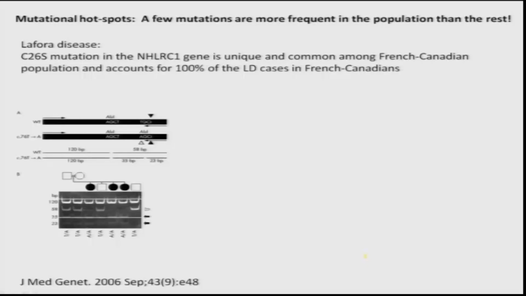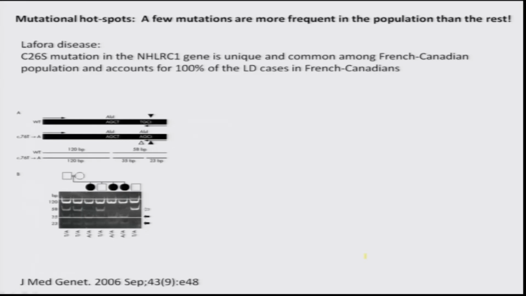As you know, the North American continent was populated by the British, and if you consider Canada, again these were seeded by either the British population or the French population. So if you look into Lafora disease patients in the white population of Canada, you would often find that the French Canadians, or the Canadians who migrated from France, have the disease, not the British. And what is interesting is that all the French Canadians who develop this disease have the same mutation, that is C26S, cysteine mutated to serine, in this particular protein of the gene which you call NHLRC1. So that's again an example of founder effect.